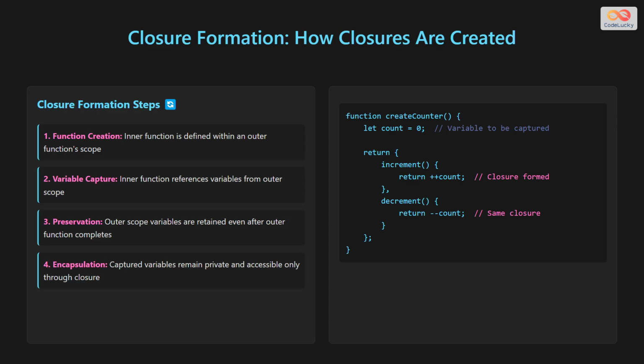We have a createCounter function which declares a variable named count initialized to 0. This function returns an object which contains two methods, increment and decrement. Both the increment and decrement functions form a closure over the count variable. Because of this, they can both access and modify this variable. The count variable is encapsulated within the closure. It is not directly accessible from the outside.